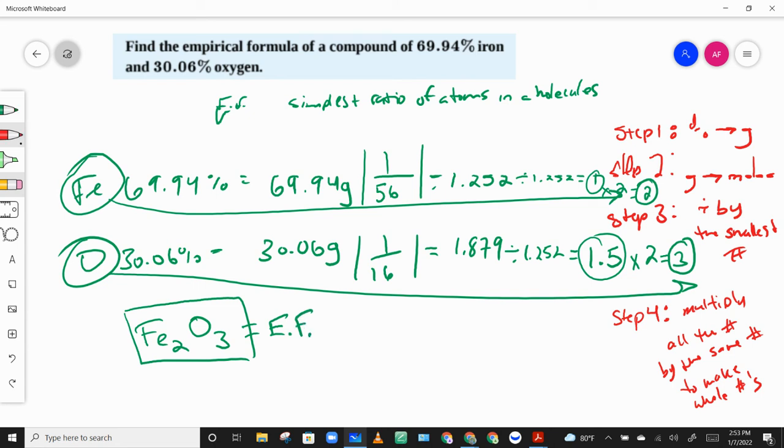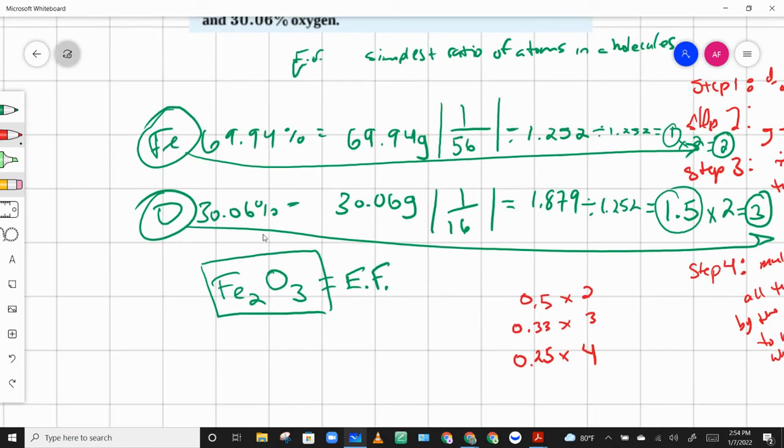Now this was 1.5, so anytime you have 0.5, you're going to multiply the numbers by 2. If you have 0.33 as a decimal, you're going to multiply by 3. And if you have 0.25, you're going to multiply by 4. Typically these are the only 3 that you're going to have to deal with, so I wouldn't really worry about any other decimals. Sometimes they're not exactly 0.5, 0.33 or 0.25, but they're going to be pretty close. So you're just looking for something that's pretty close to that. All right, so that's empirical formula.